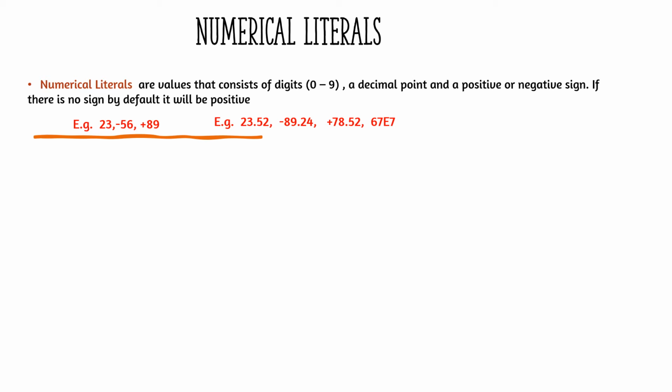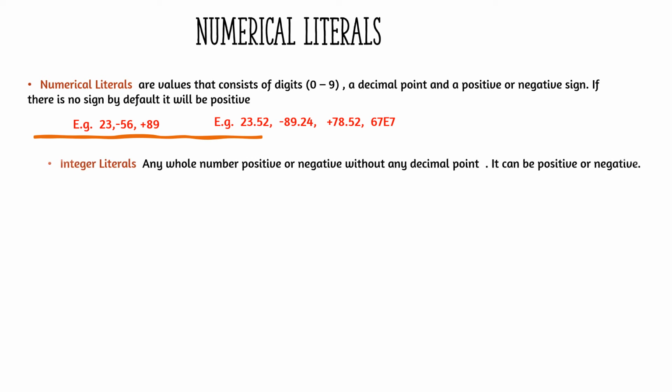Numerical literals are divided into integer literals and real literals. Integer literal is any whole number, positive or negative, without a decimal point. In an integer literal, a decimal point will not be there. If the number is not marked as positive or negative, it will be considered positive. Some examples are 23, -56, and some invalid numbers also we can see here. In the first case, after 12 a space is given, so it is not valid. In the second case, a comma is coming between the digits, so it is not valid.